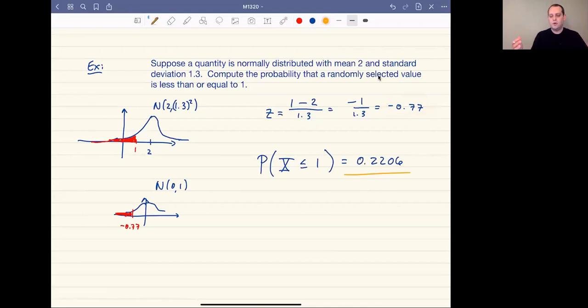So if you have a quantity that has a mean of 2 and a standard deviation of 1.3, the probability that a randomly selected value will be less than or equal to 1 is 0.2206. Notice that this agrees with what we said before. Our answer should be somewhere between 0 and 1/2, and in fact it is. Okay, so that's how we use the table, and we'll use the table a few more times in a few more examples. But I also want to show you how we use this using R.